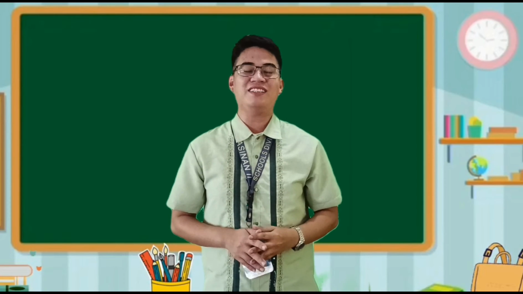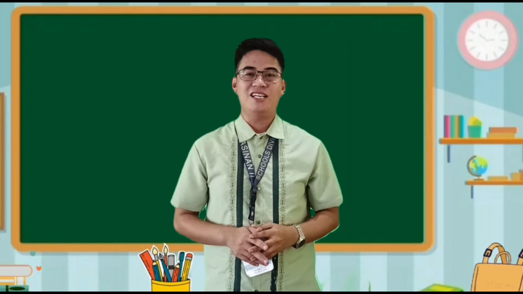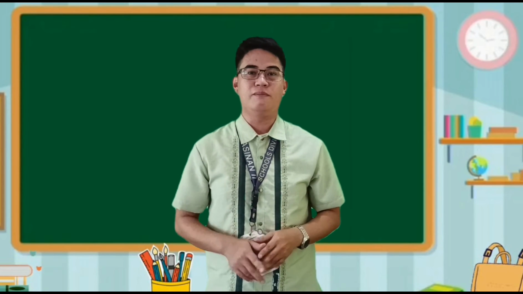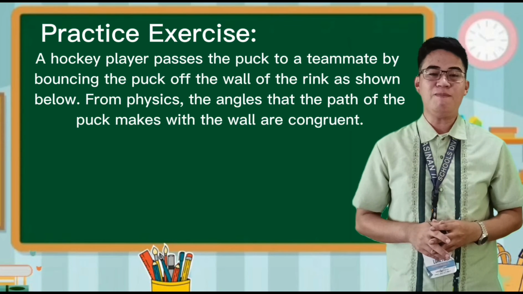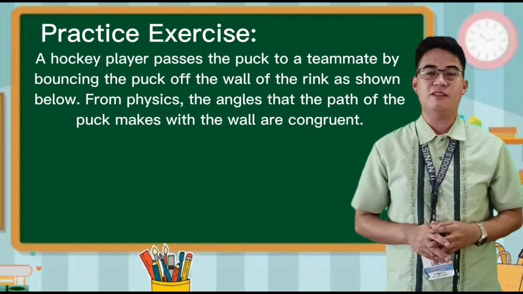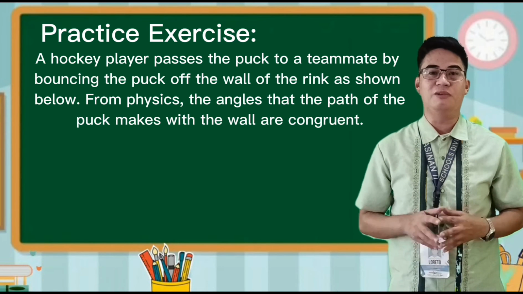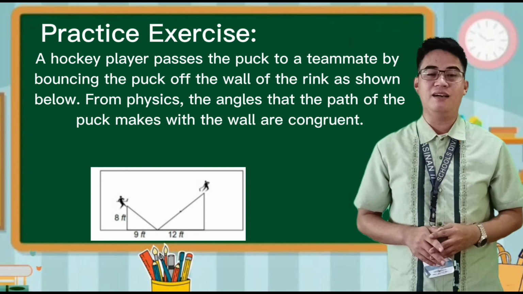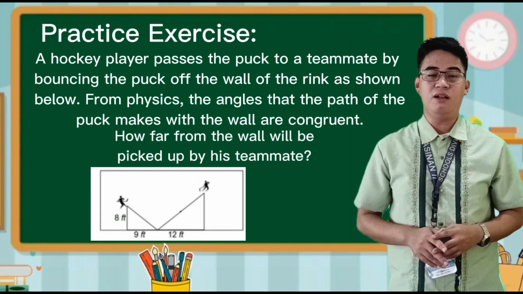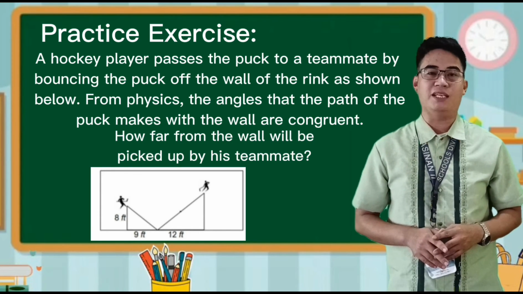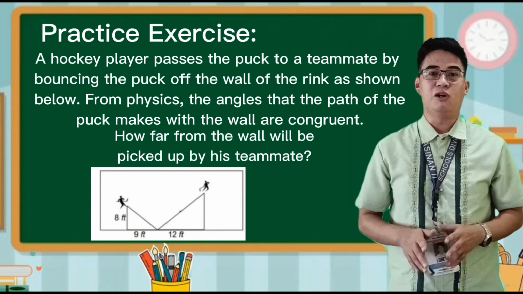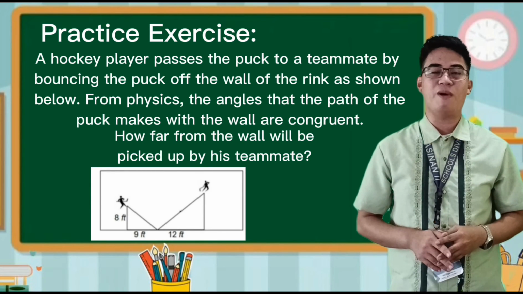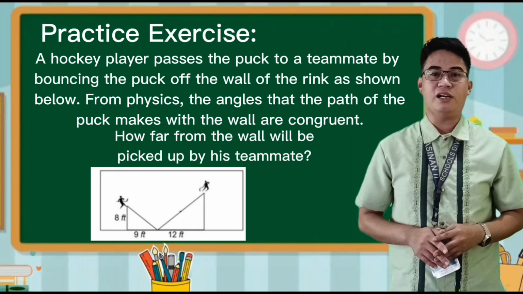Now, let's have a practice exercise. Answer the following problems. Number 1. A hockey player passes the puck to a teammate by bouncing the puck off the wall of the rink as shown below. From physics, the angles that the path of the puck makes with the wall are congruent. How far from the wall will the puck be picked up by his teammate? You are only given 10 seconds to answer the question. Your timer starts now.